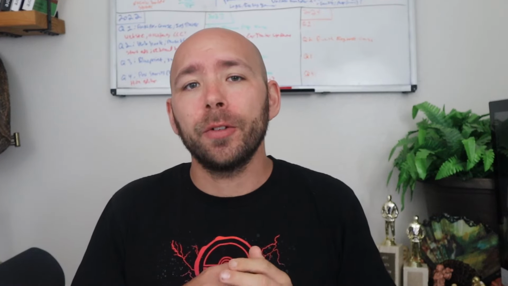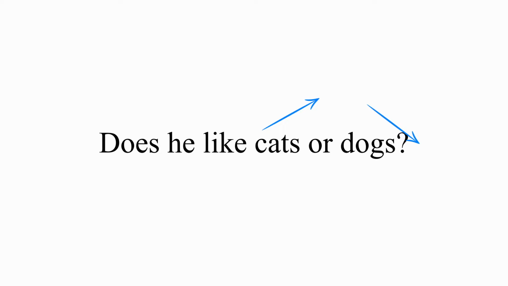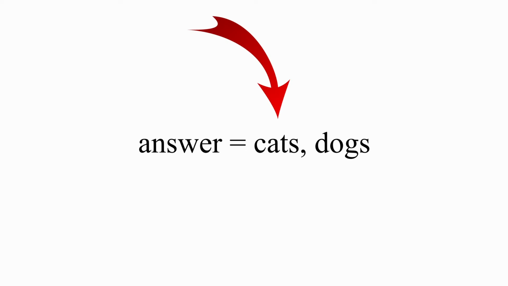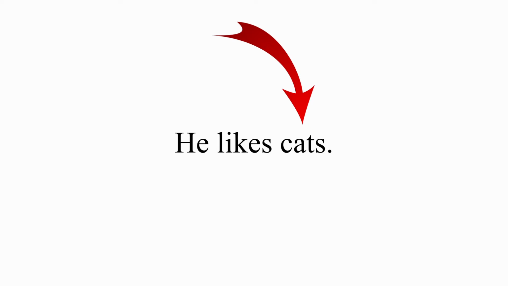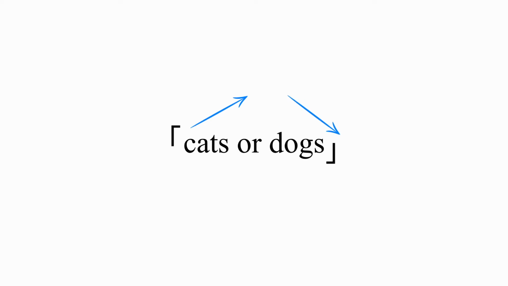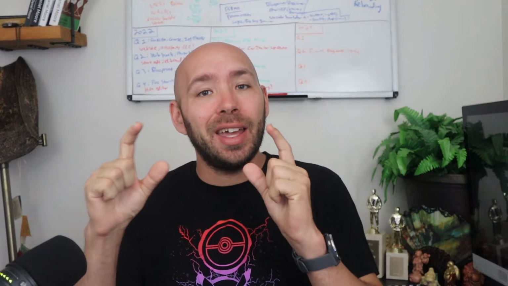Notice if I don't rise at the end, does he like cats or dogs? What I'm doing is I am putting those options into brackets, rising on the first, falling on the second. And I'm saying these are the two options. I want to know if he likes cats or if he likes dogs. I'm looking for one of those options as the answer. So you'll either say he likes cats or he likes dogs.